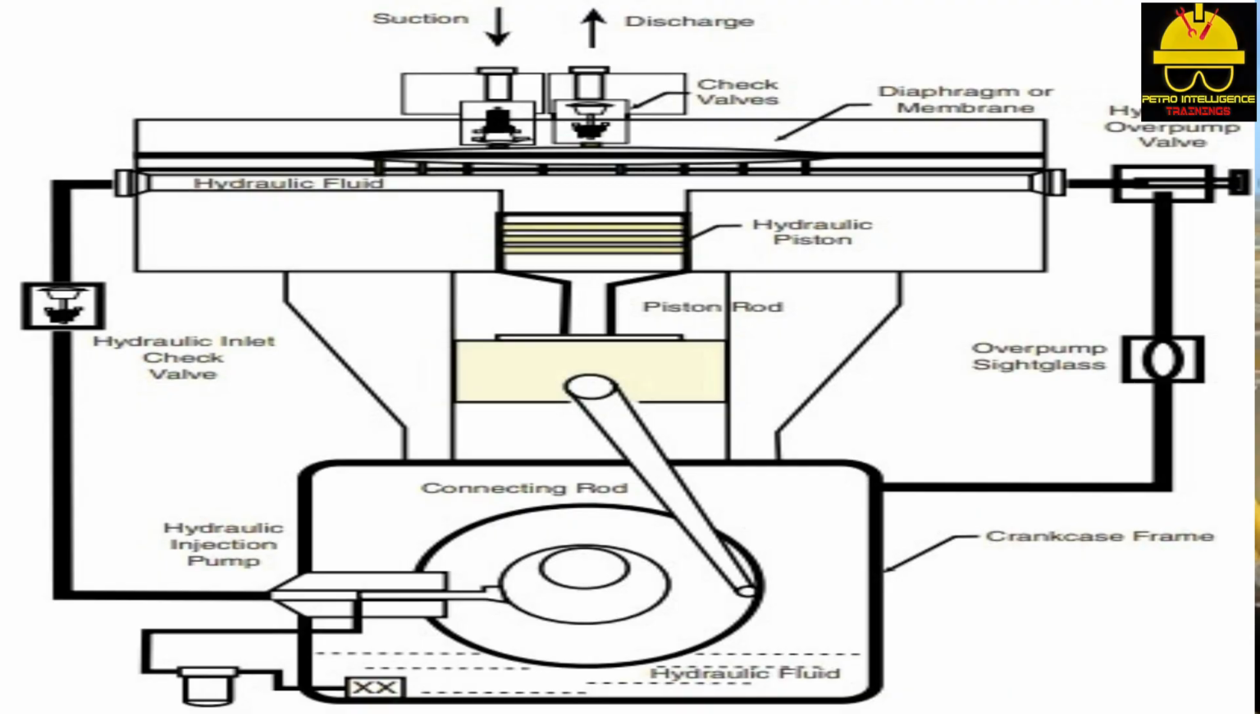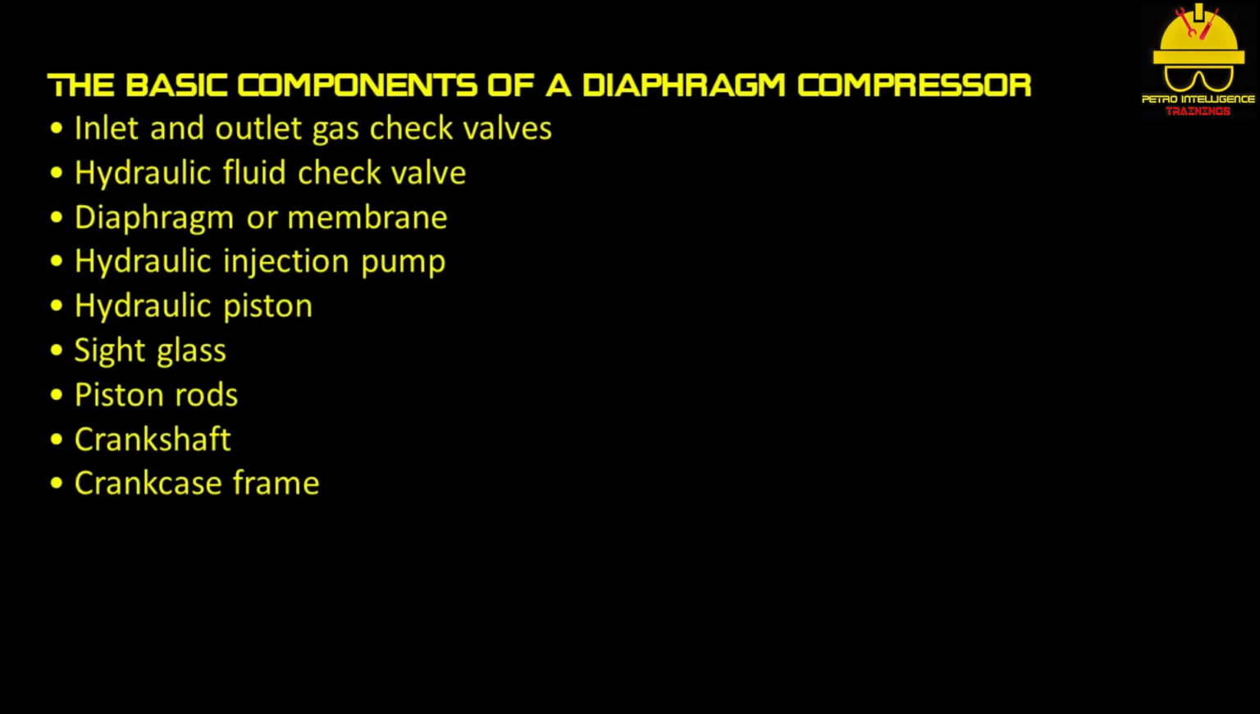Picture illustrates the basic components of a diaphragm compressor. The basic components of a diaphragm compressor include inlet and outlet gas check valves, hydraulic fluid check valve, diaphragm or membrane, hydraulic injection pump, hydraulic piston, sight glass, piston rods, crankshaft, crankcase frame.